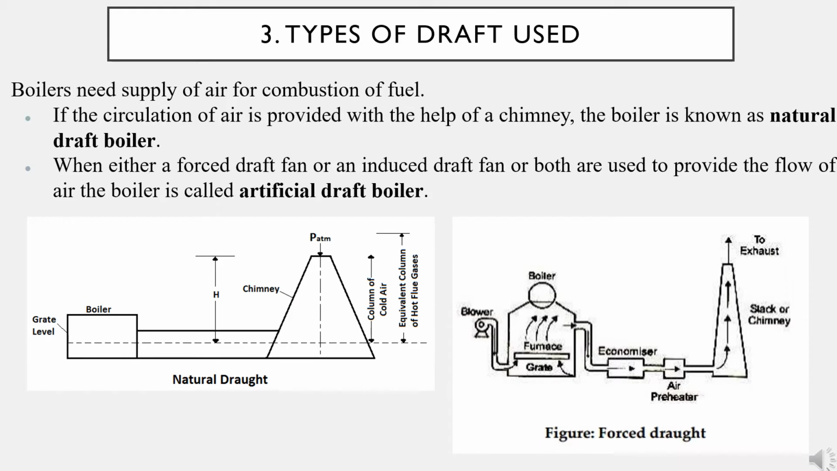In the second category, we have forced draught, in which either a forced draft fan or an induced draft fan or both are used to provide the flow of air. Now it is easy to see that a natural draught boiler will be much cheaper than forced draught, but there comes a cost because forced draught has a higher efficiency than natural draught. This is because the air leaving the natural draught is at a higher temperature than the air leaving in forced draught. So this excess temperature would have been used to heat up the water, which is now being wasted.